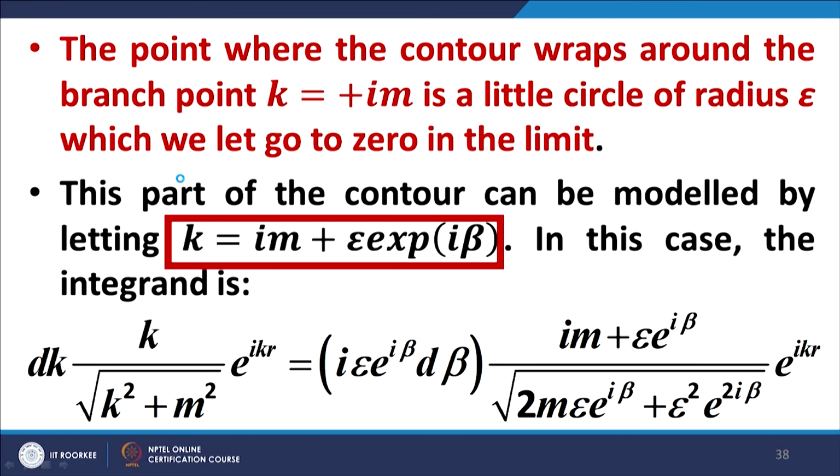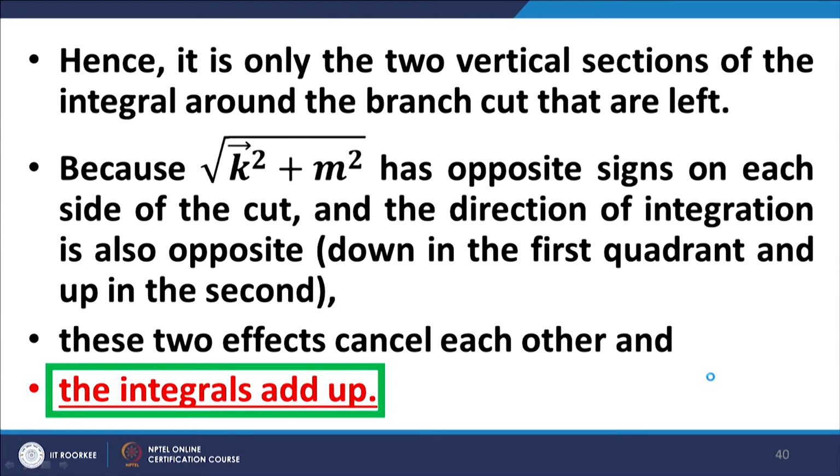So, we write k is equal to im plus epsilon exponential i beta, and in this case the integrand becomes, when you simplify the whole thing, as epsilon tends to 0, this whole integral has a factor of square root epsilon, and therefore, the whole integral at the end of the day, as epsilon tends to 0, vanishes. So, now we are left with what?